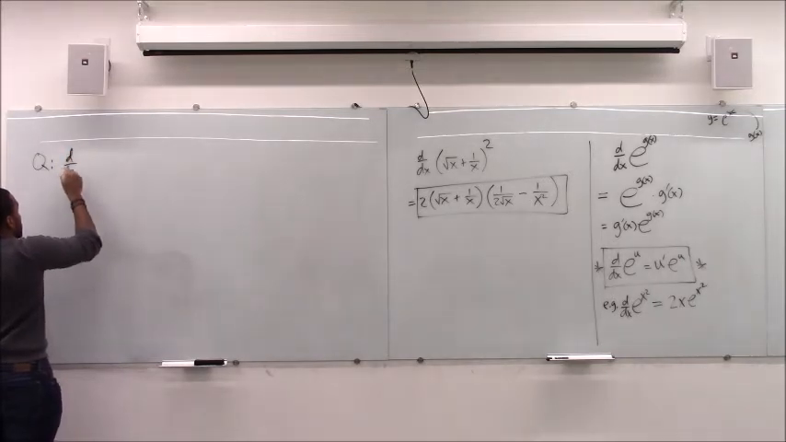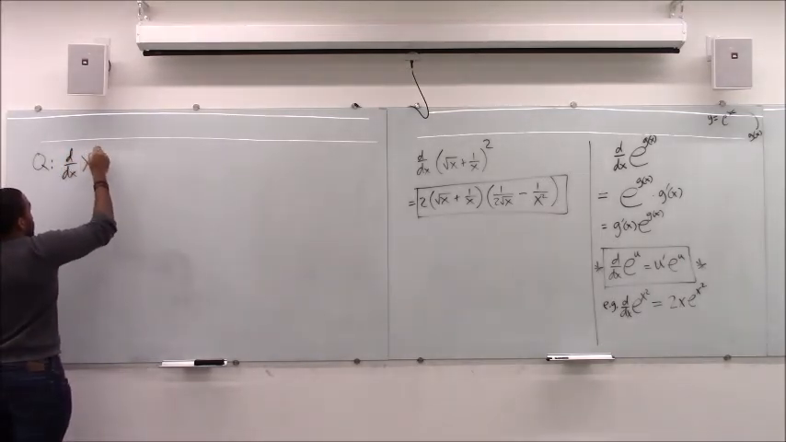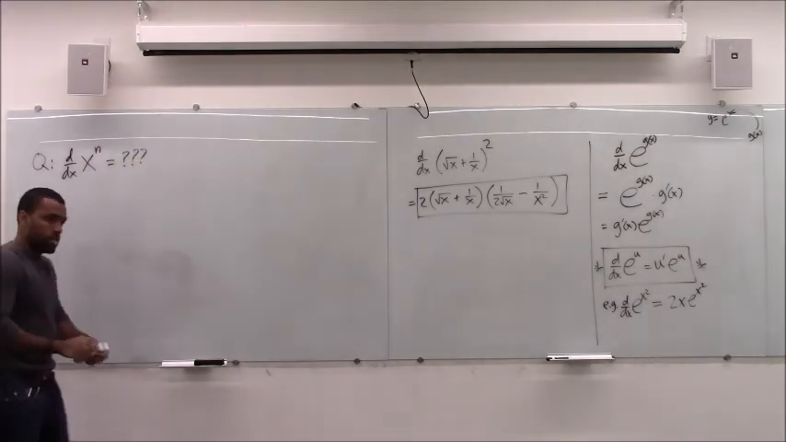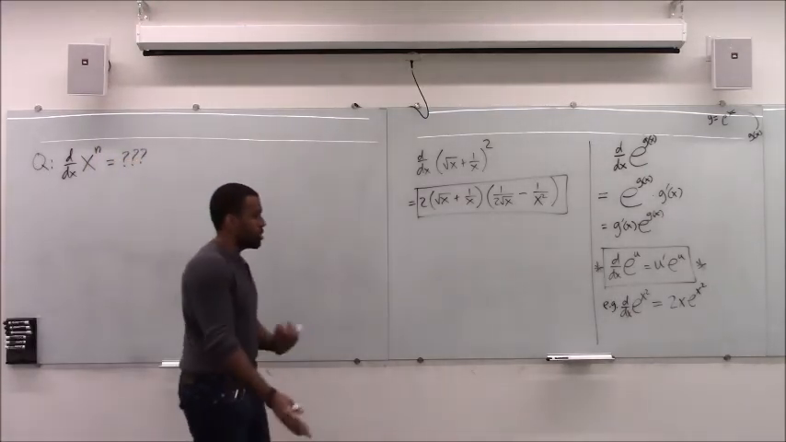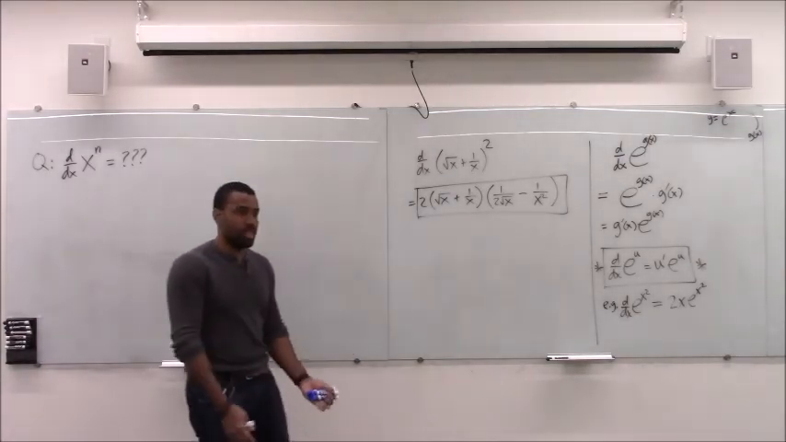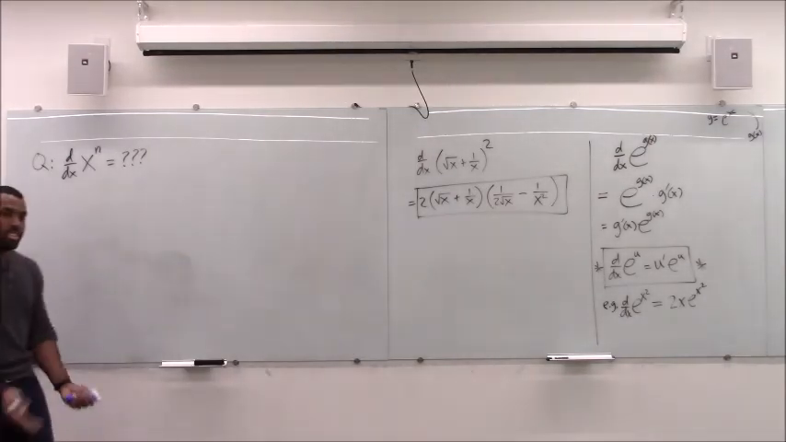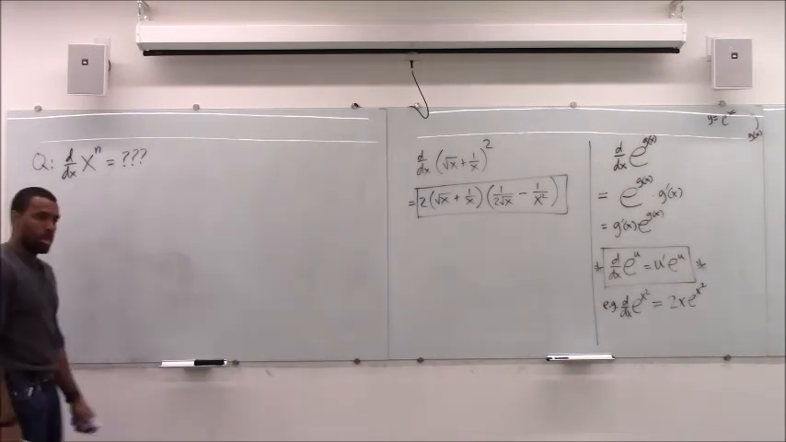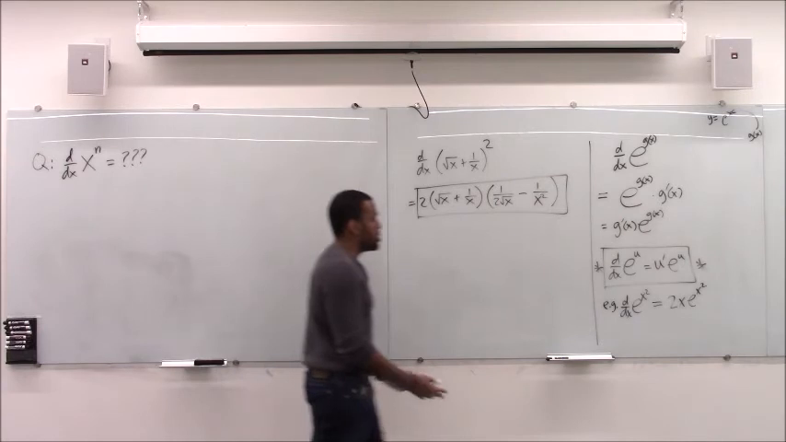What is the derivative of something like x to a power? Right? So x cubed, x to the fourth, x to the 256, x to the pi, x to some power. How would you find the derivative of such a thing? Right? That is the question. Can we do that in general?